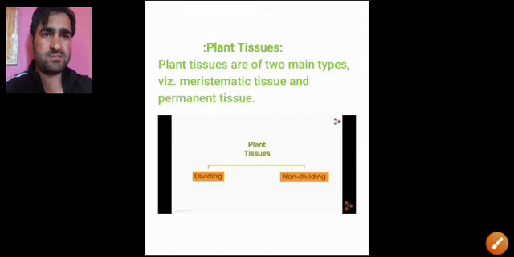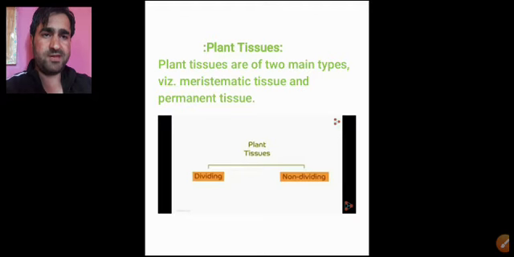In the previous video, I gave you a brief introduction of tissues. A tissue is nothing but a cluster or group of cells which are similar in structure and doing a particular job. Here we have plant tissues. Plant tissues are of two main types: meristematic tissue and permanent tissue.